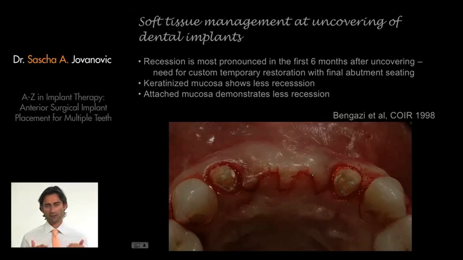I want to have thickness, so I go with my incision more palatal. I want to have keratinized tissue, so I go more palatal. But I want to also have tissue between the implants, because these are multiple implants, so I make a little papilla. And that's what you can see here.